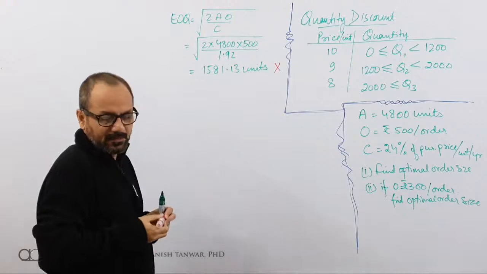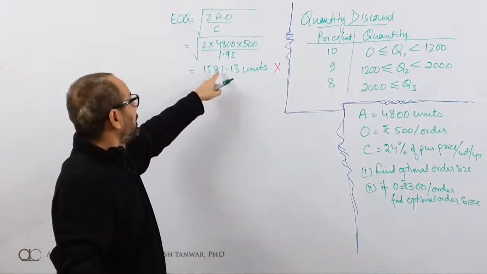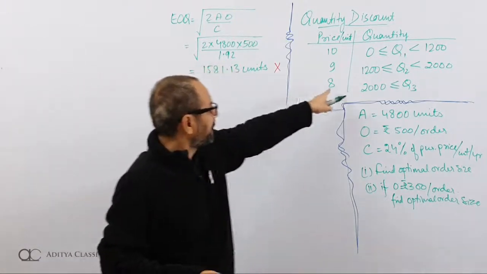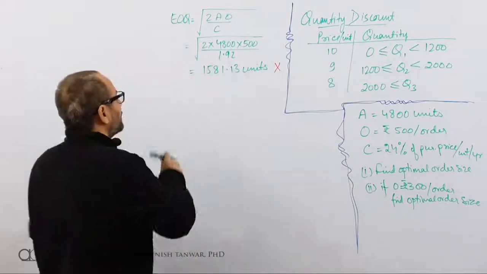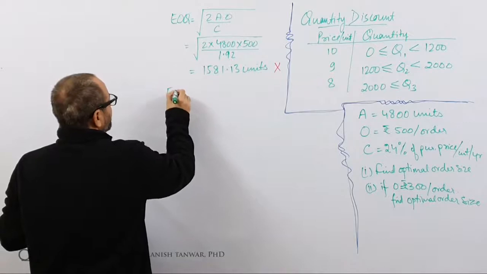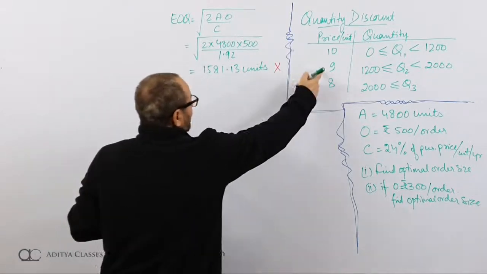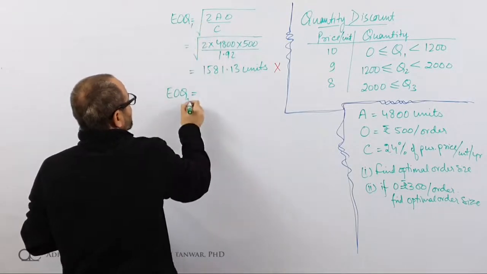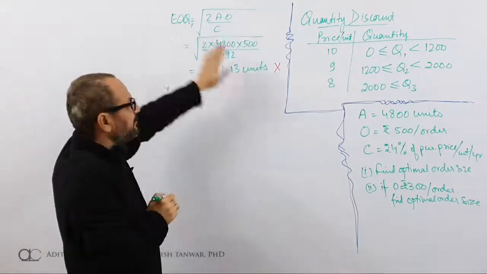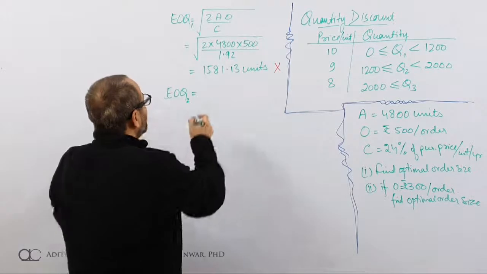This won't work out because this planning is according to 8 rupees. 24% of 8 rupees is 1.92. So this is gone. Now what I'll try is, I'll try EOQ for 9 rupees. Let this be EOQ 1, let this be EOQ 2. I tried EOQ first time, it failed. Let me try EOQ again.